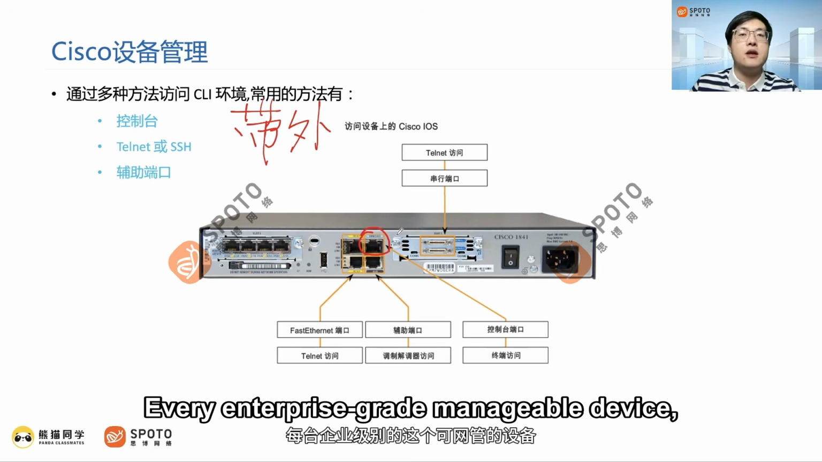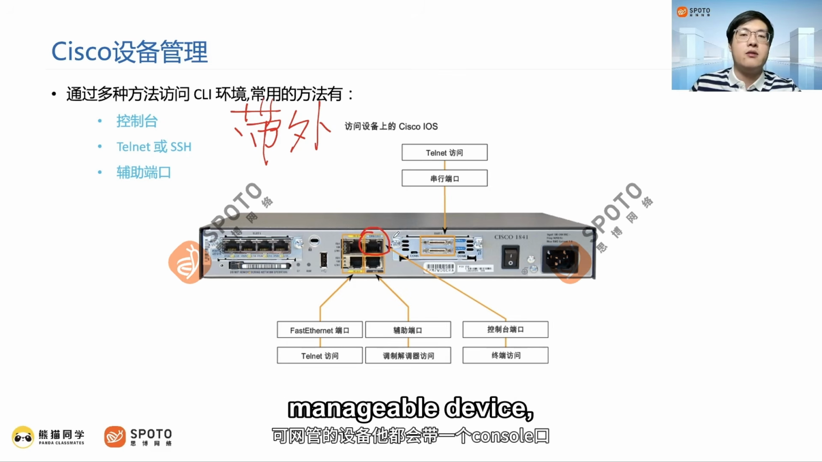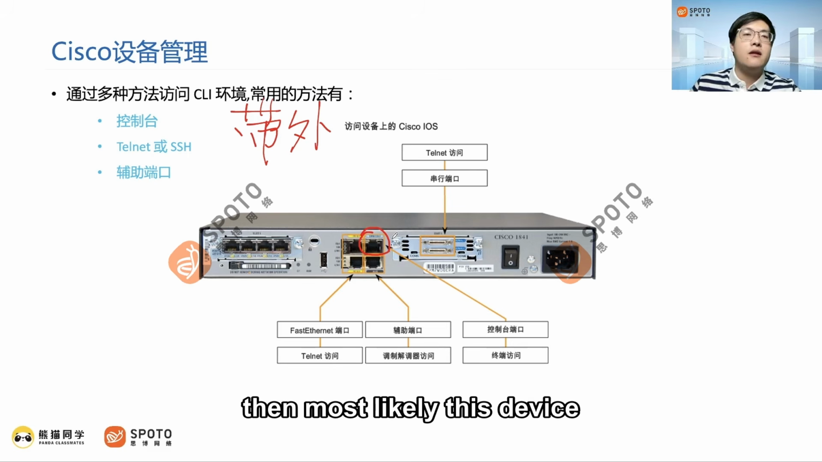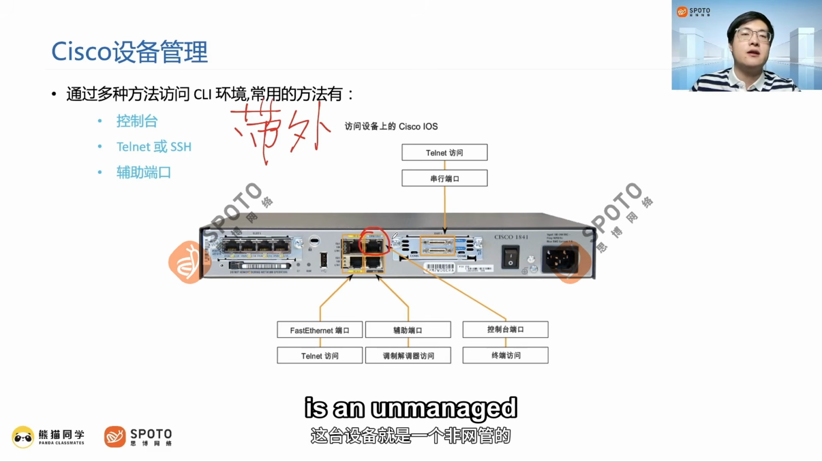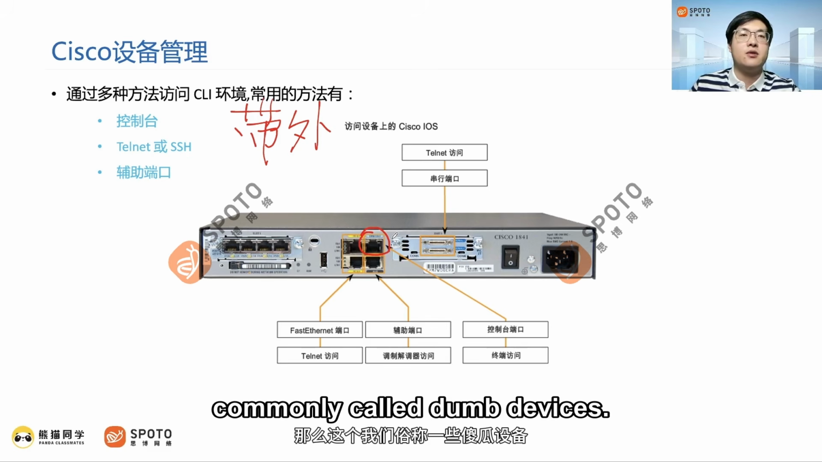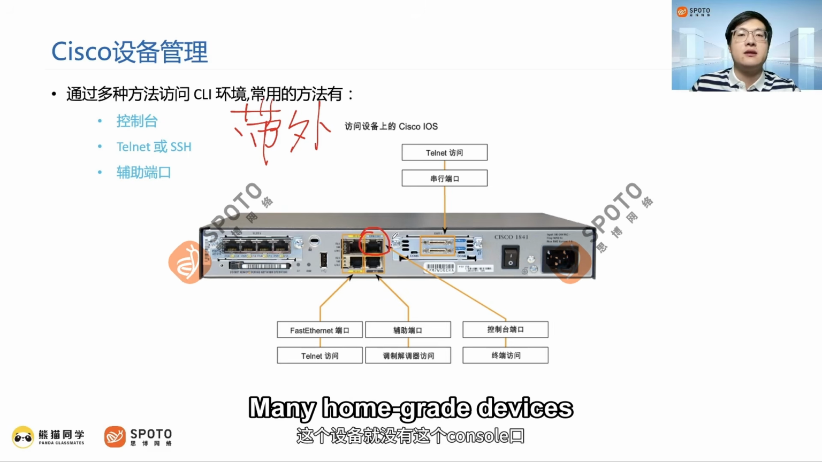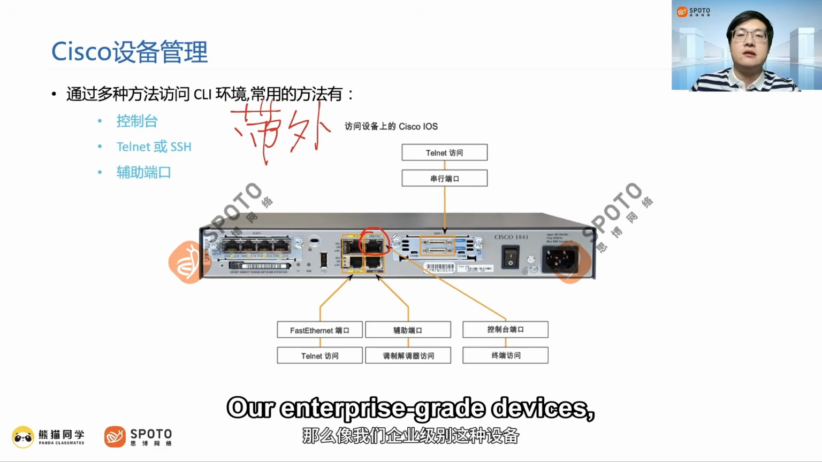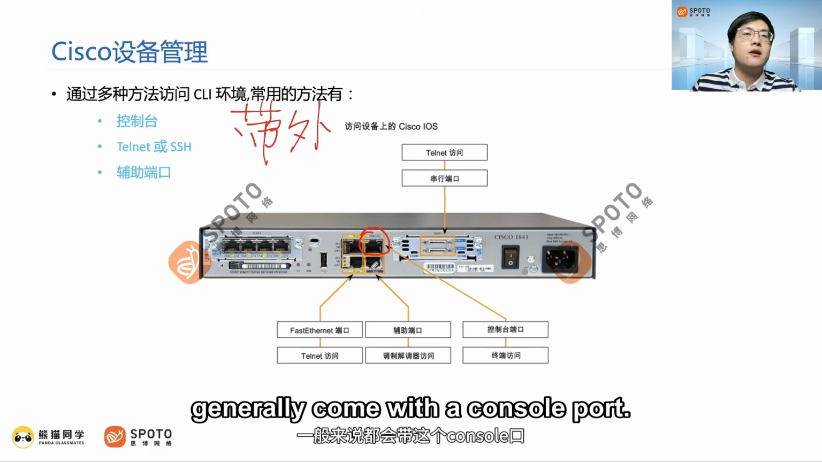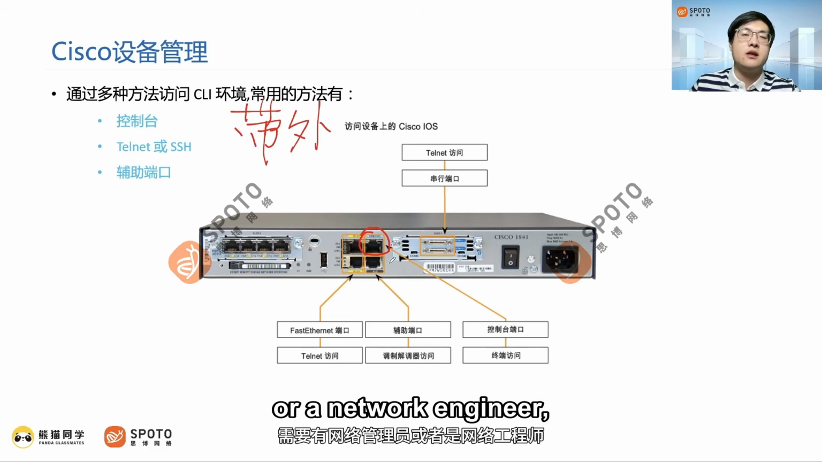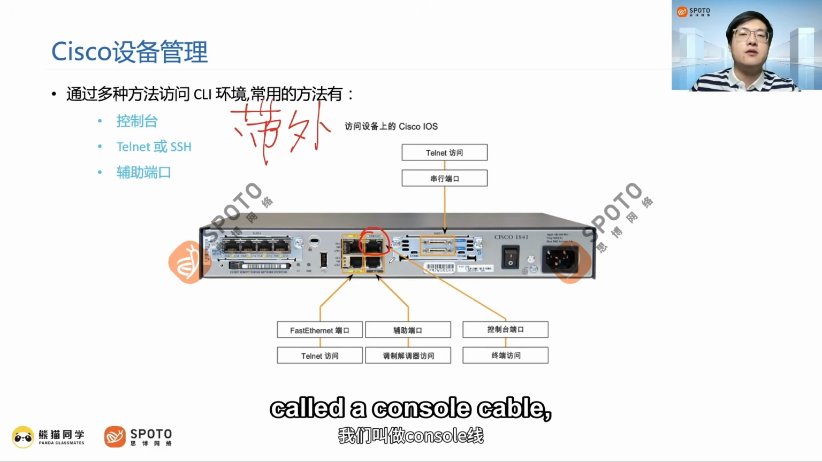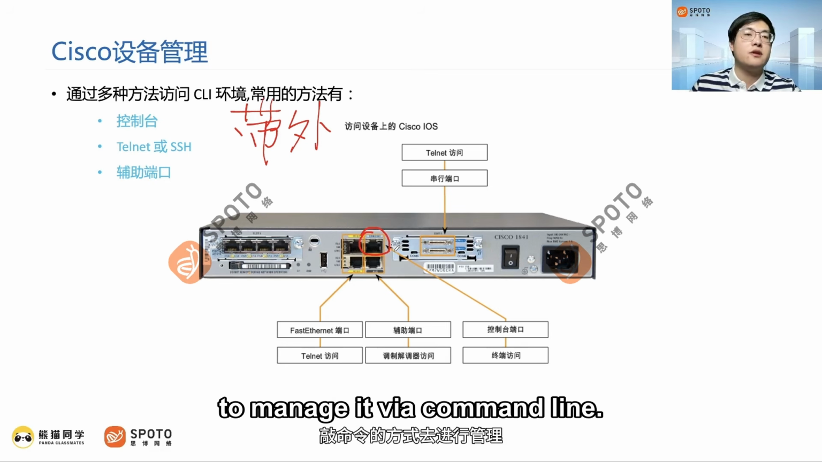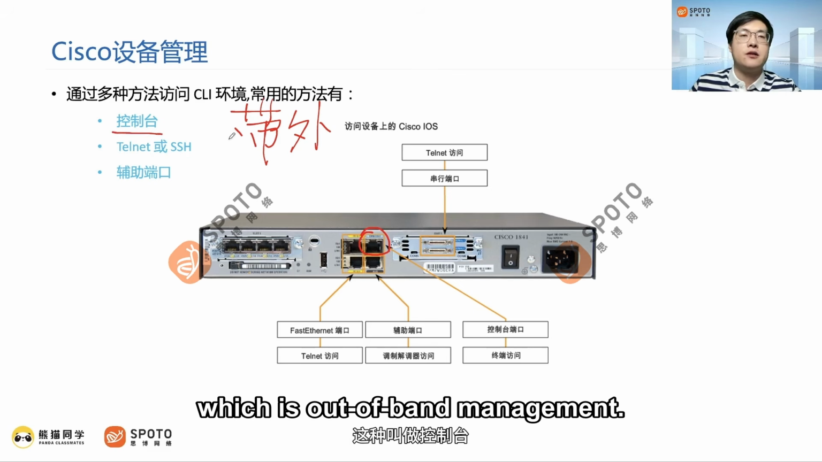Every enterprise-grade manageable device will come with a console port. If you can't find a console port on a device, then most likely it is an unmanaged device, commonly called a dumb device. Many home-grade devices don't have a console port, but they are relatively cheaper. Enterprise-grade devices generally come with one. A network engineer uses a specialized console cable, plugs it into the port, and then uses terminal software to manage it via command line. This is console, which is out-of-band management.